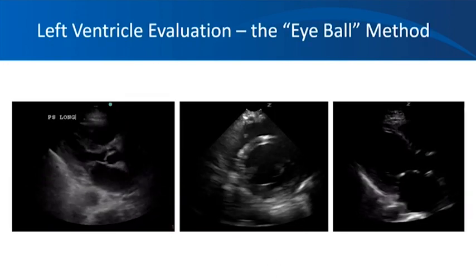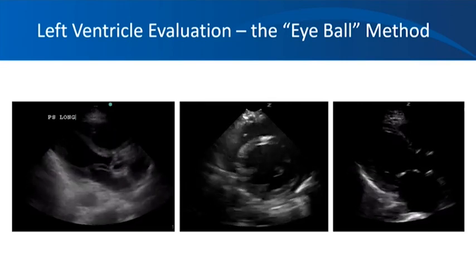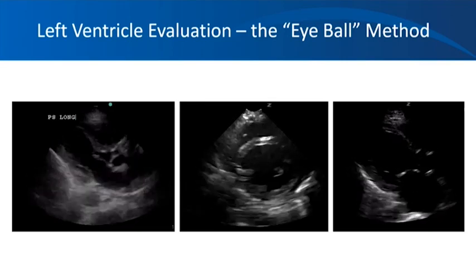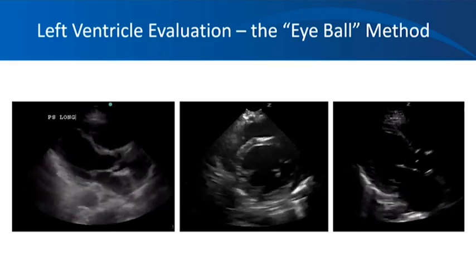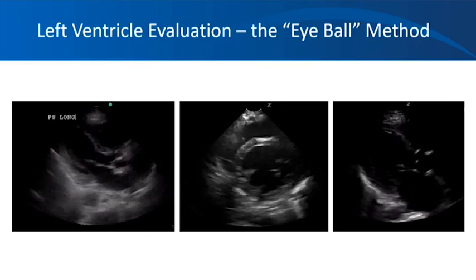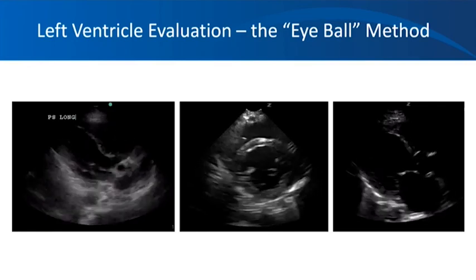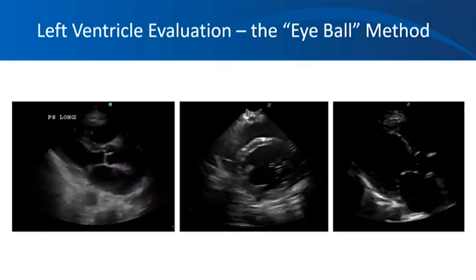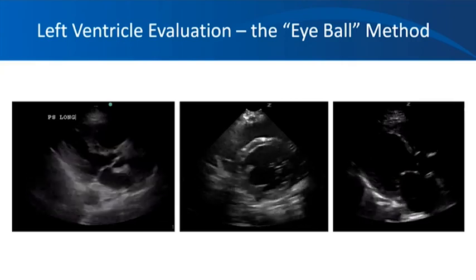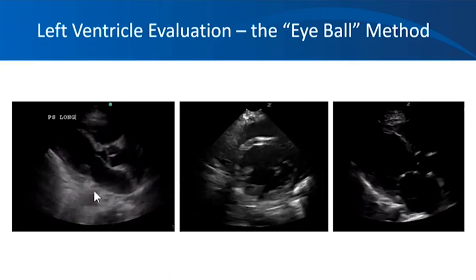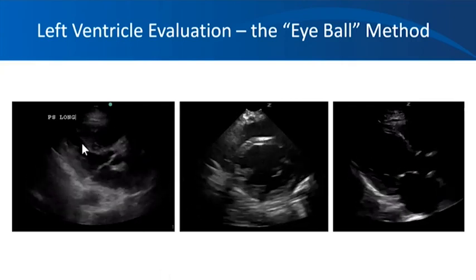So how do we estimate left ventricular ejection fraction? Essentially it's done by the eyeball method. It depends upon the operator's experience, on how many normally functioning ventricles they saw and how many abnormally functioning ventricles they saw. And here in the left picture, you see a normally contracting left ventricle.